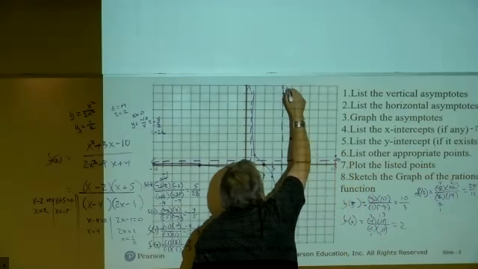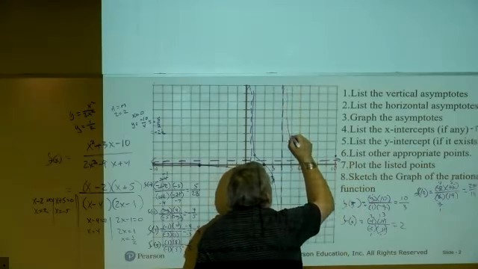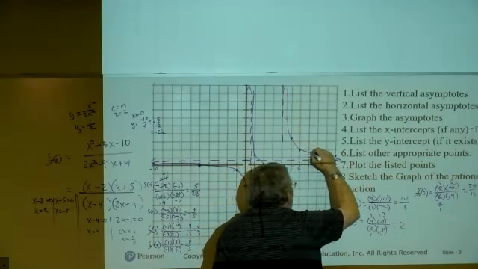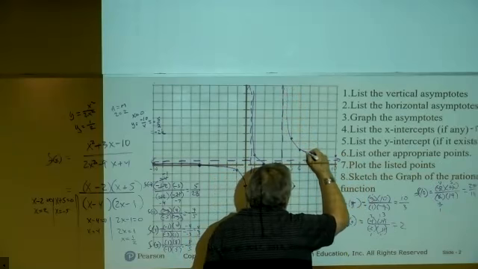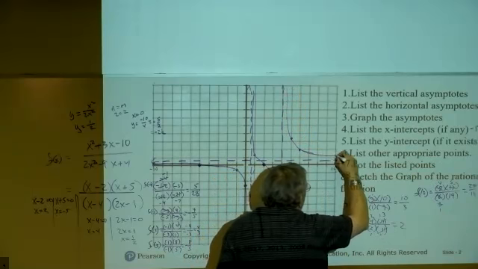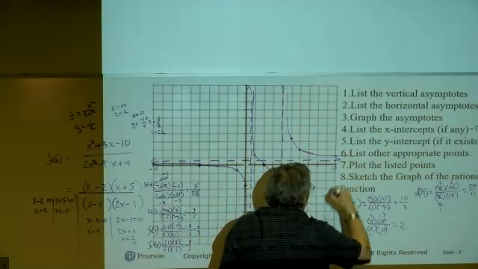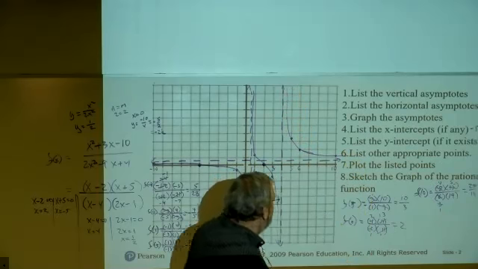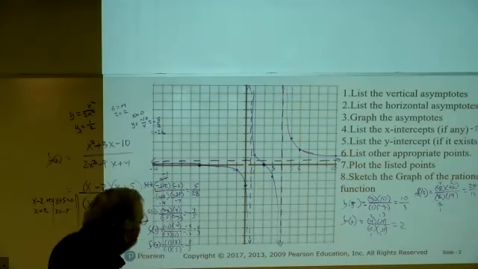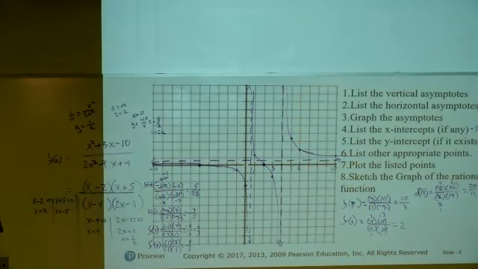So yeah, it comes down and makes a not extremely leisurely turn, but it does, and goes like that. And it gets closer and closer to 1/2 the larger x gets. So there I have it.